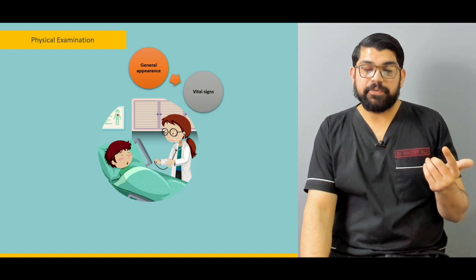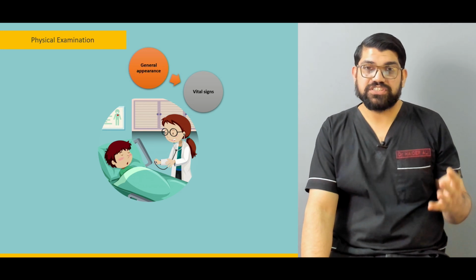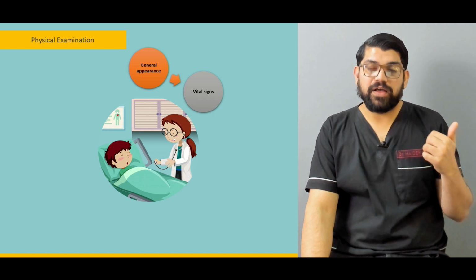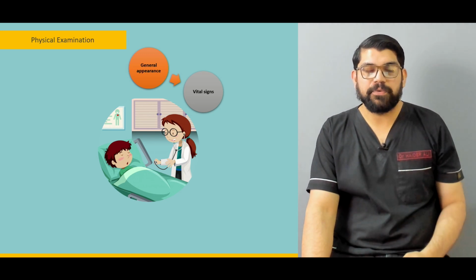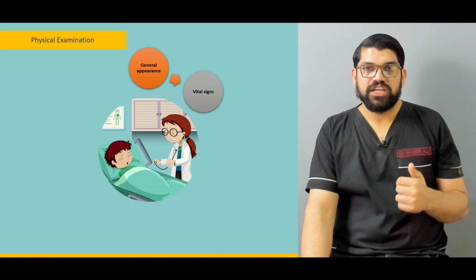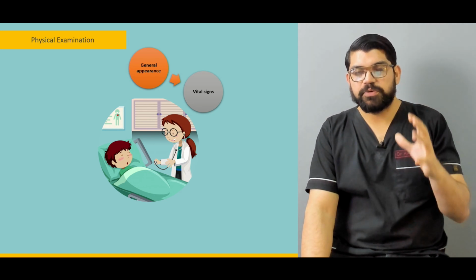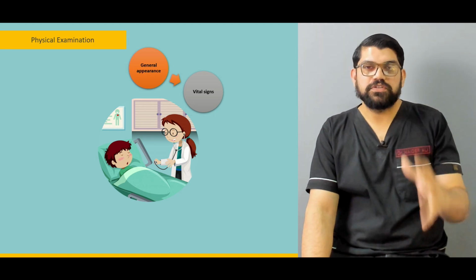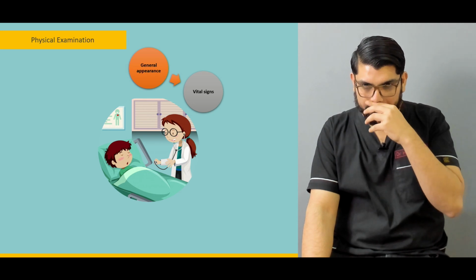Vital signs, I repeat again: blood pressure, heart rate, temperature, oxygen saturation, and respiratory rate are very, very important to know in these patients. Why? Because this set of vital signs would give you an idea if this patient needs aggressive treatment or needs an aggressive history or physical examination.